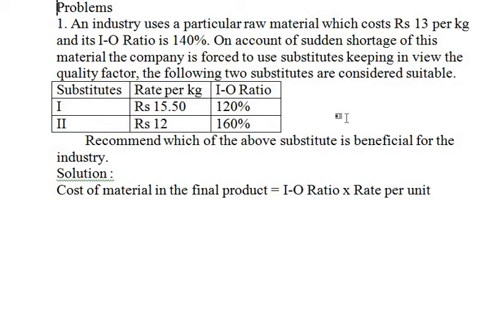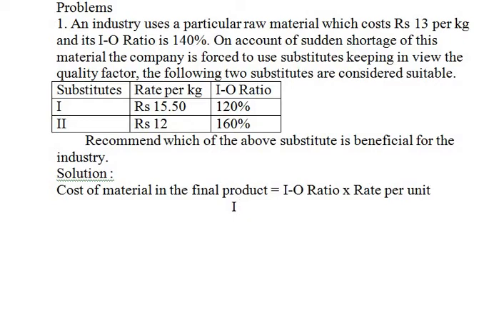Now write down the formula: cost of material in the final product. So the formula is what? IO ratio into rate per unit. Now we need to calculate it for both the substitutes.